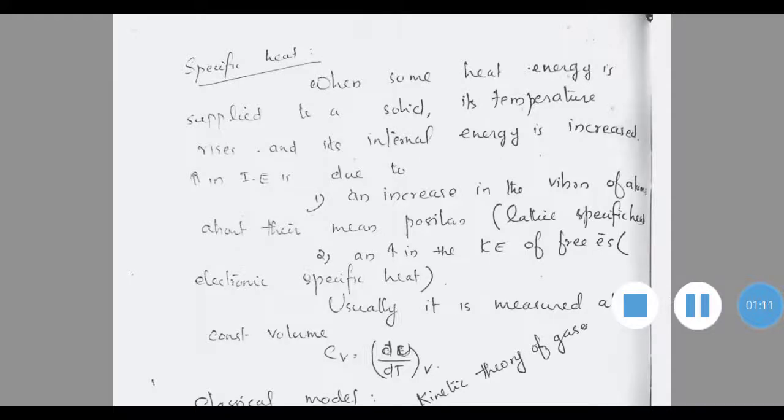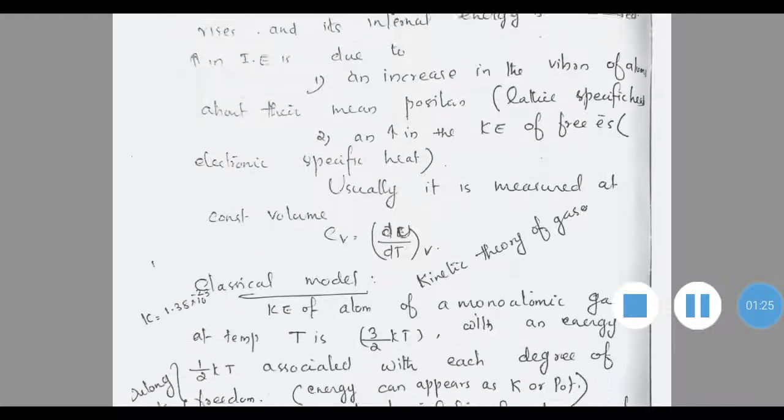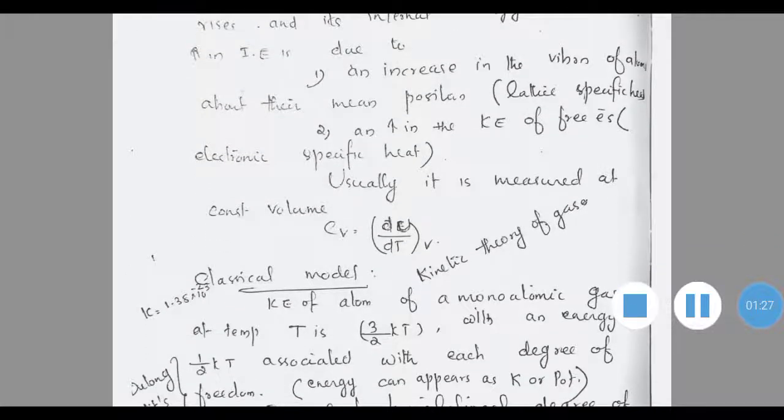An increase in the vibration of atoms about their main position corresponds to the lattice specific heat, and an increase in the kinetic energy of free electrons causes electronic specific heat. Usually it is measured at constant volume, so we call it specific heat at constant volume, and the expression for it is dU by dT under constant volume.